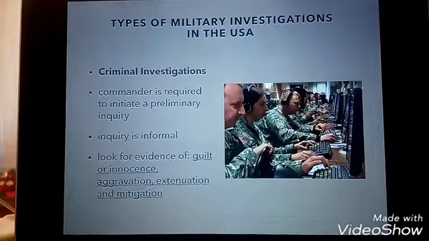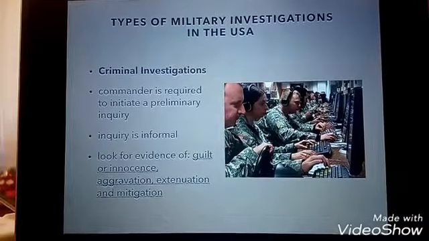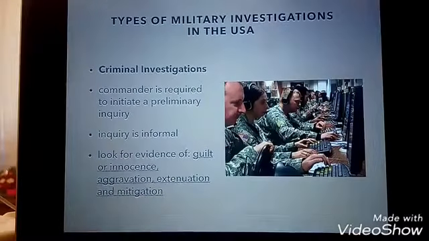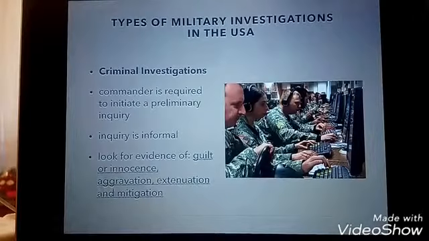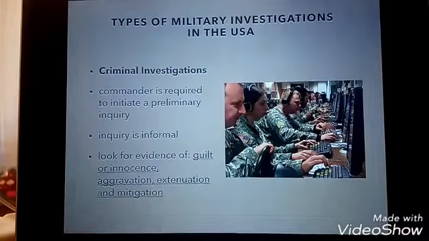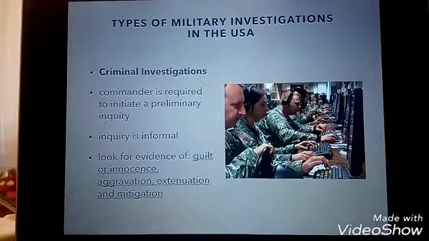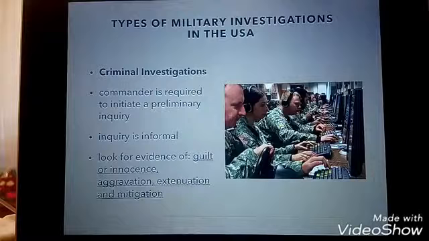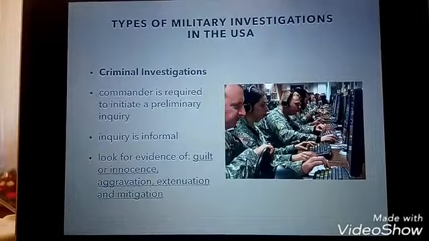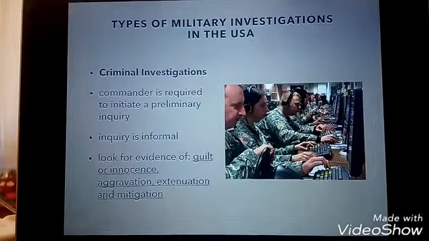The first type of military investigations in the USA is criminal investigations. When a commander learns that a subordinate is accused or suspected of committing a criminal offense, that commander is required to initiate a preliminary inquiry under Rule of Courts Martial 303. The inquiry is usually informal, but can involve an extensive investigation depending on the allegations. These investigations look for evidence of guilt or innocence, aggravation, extenuation, and mitigation.